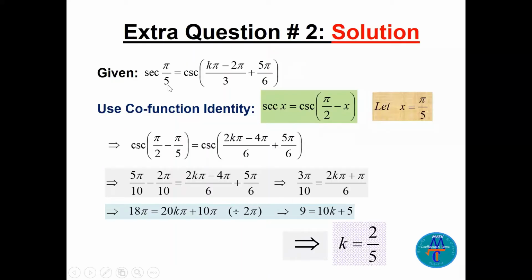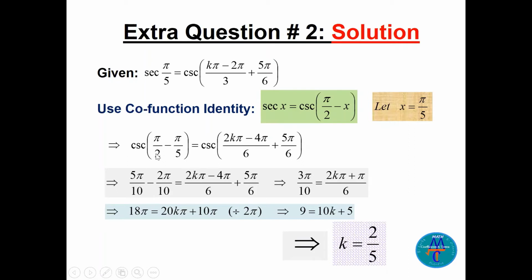Now we start here on the left side with the cofunction identity. We know secant of x is cosecant of (pi over 2 minus x). We can let x be pi over 5 from the left side, so it will be cosecant of (pi over 2 minus pi over 5), which is equal to that one. Here we have the same function, cosecant, on both sides, so the arguments should be the same.